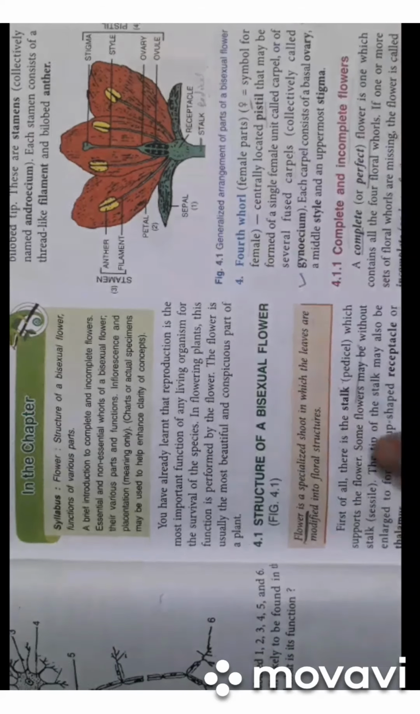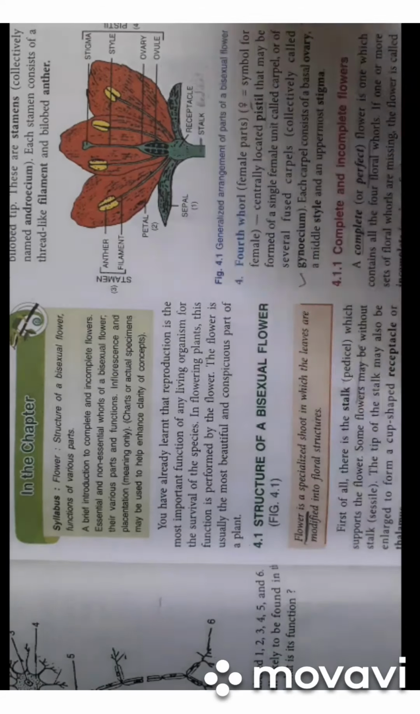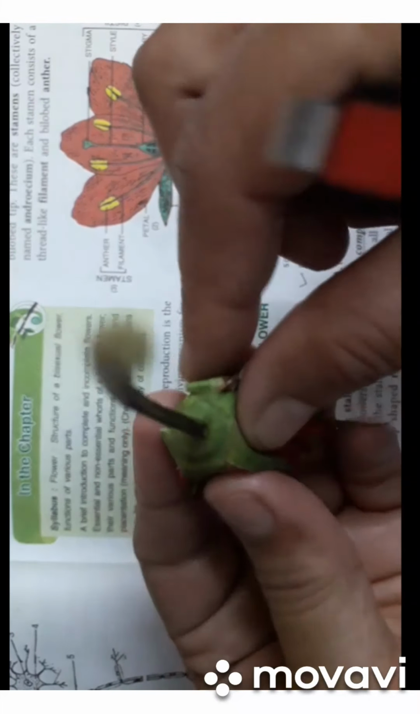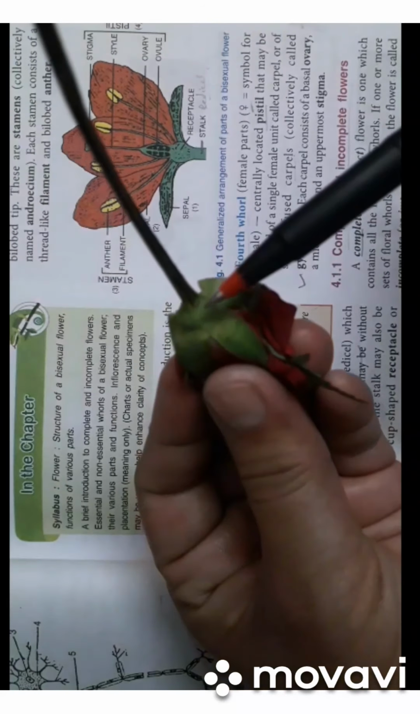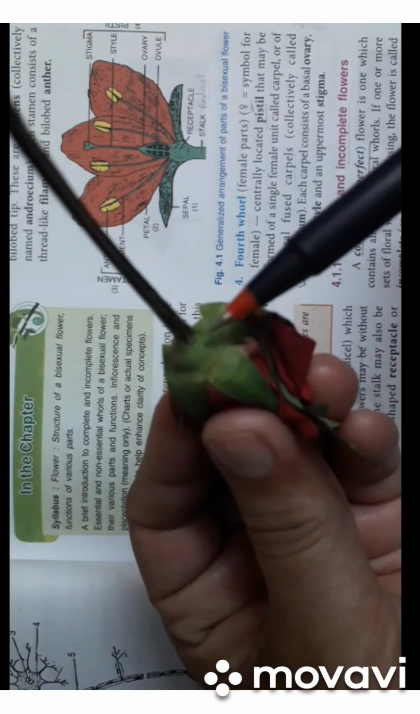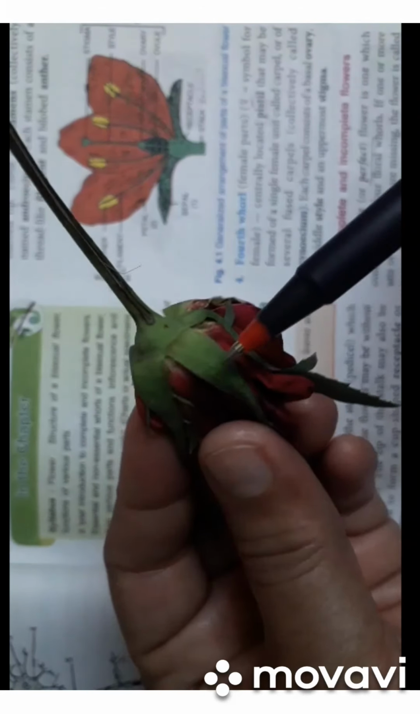First of all, there is a stalk. Most of the flowers have a stalk. For example, this. The stalk of the flower is known as pedicel. So this is the pedicel and the flower will be called pedicellate. And the tip of the stalk is normally enlarged to form a cup-shaped structure, and this cup-shaped structure is called thalamus, or you can also call it receptacle. Thalamus or receptacle is where all four parts, the four whorls of the plant, are born.